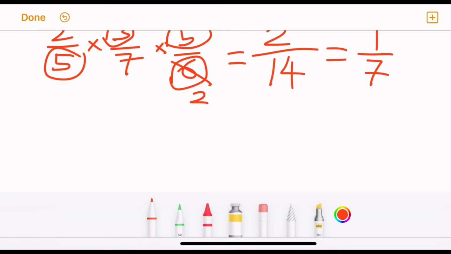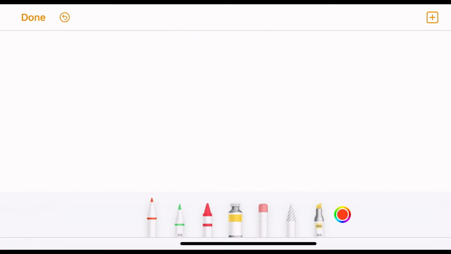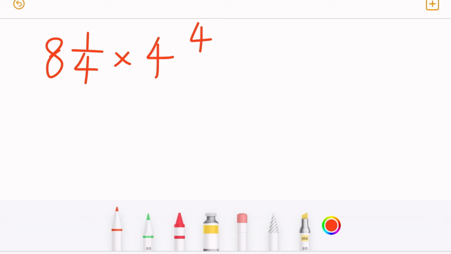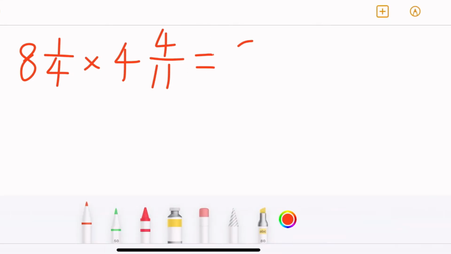Well, when we have a mixed number, we will have to change it into an improper fraction first, just like we did for the simplification of fractions. Let's go to this example, 8 and 1 over 4 multiplied by 4 and 4 over 11. Both are mixed fractions, and we're going to turn them into improper fractions. So 8 and 1 over 4 is 33 over 4, and 4 and 4 over 11 is 48 over 11.